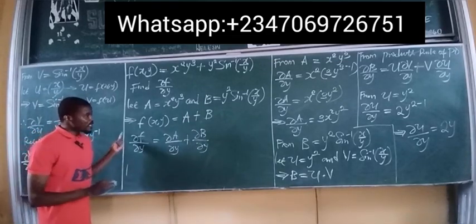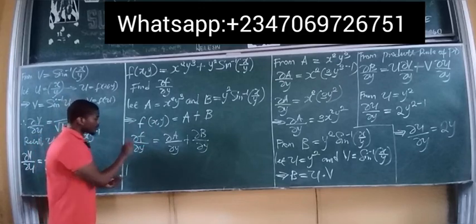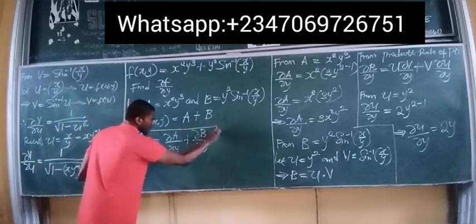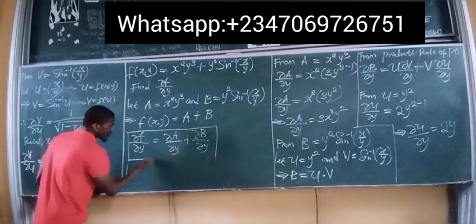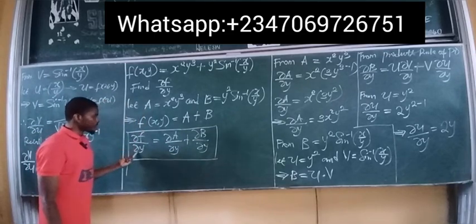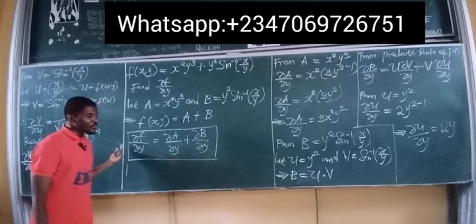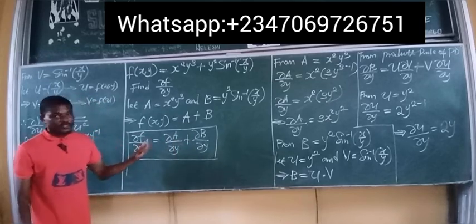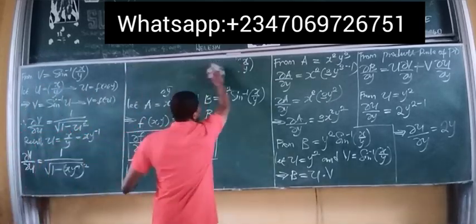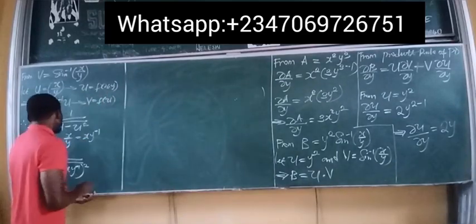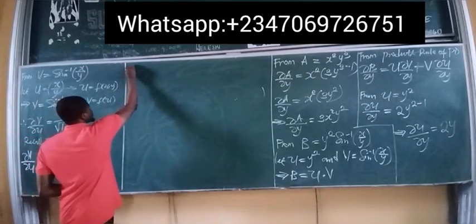So I'm going to wipe this part of the board now to create space, but just keep this equation in mind because this is what we are looking for. The partial derivative of f with respect to y is simply partial a partial y plus partial b partial y. So keep this equation in mind. We'll come back to it. All right.